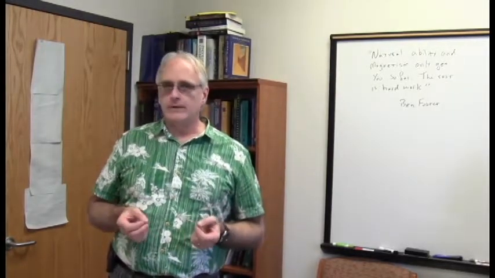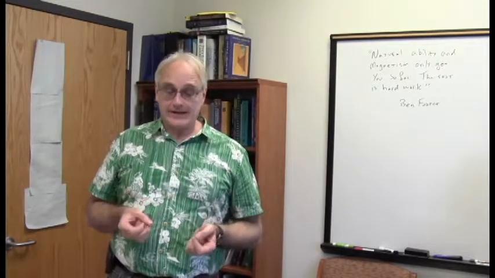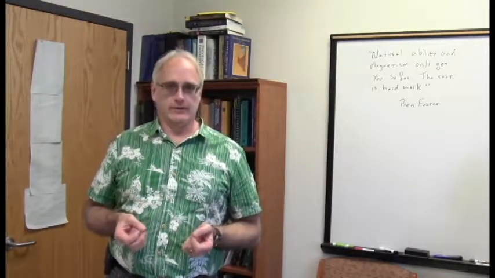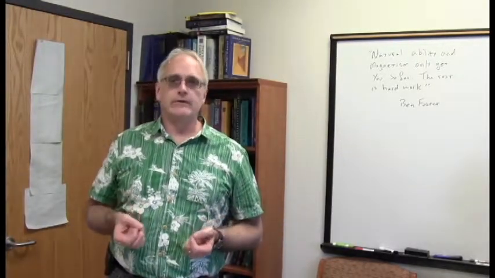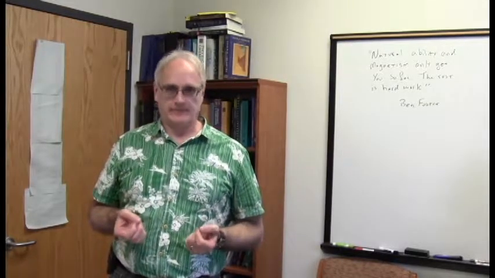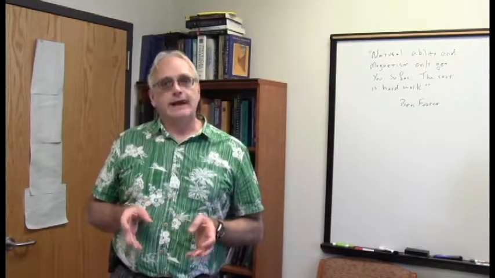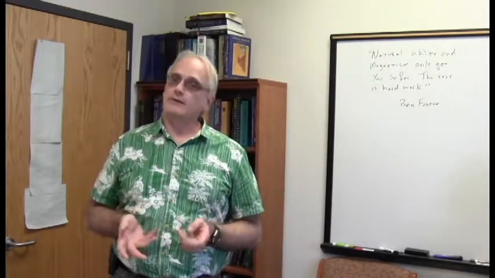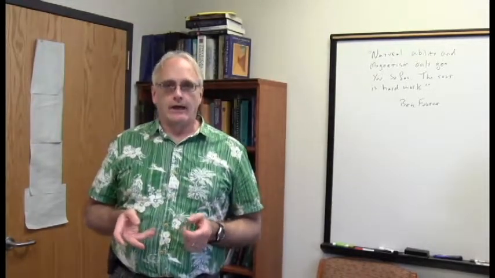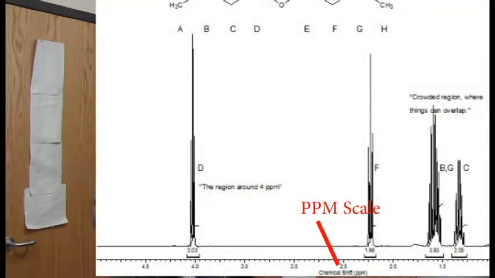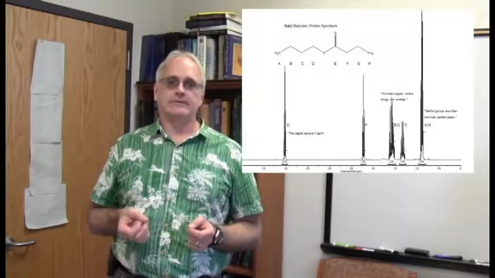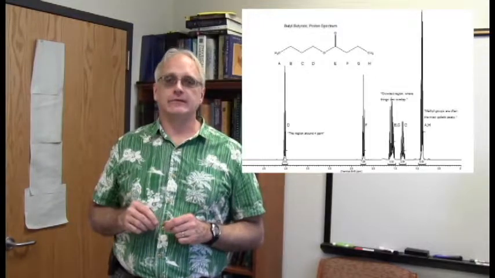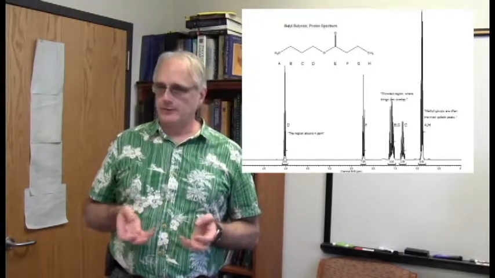This is why we need a standardized scale for NMR spectra, and the one we now use is called the ppm scale. If you've ever looked at the x-axis of an NMR spectrum, whether it's proton or carbon or any other nucleus, that axis is frequency, but it's not directly frequency. It's a relative frequency. It's referred to as ppm, parts per million.